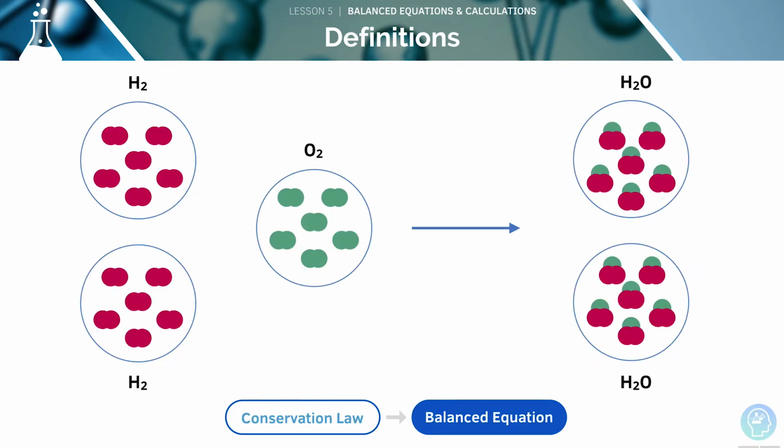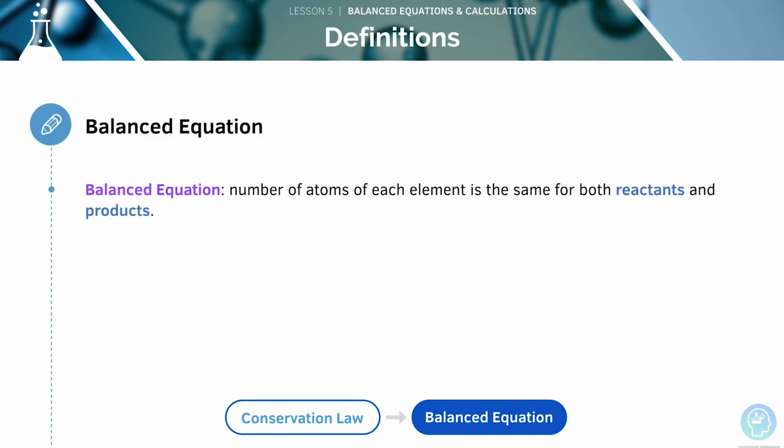Let's look at the same image again. This time, we can see that the number of hydrogen atoms is the exact same on the left-hand side of the equation and on the right-hand side of the equation. The number of oxygen atoms is also the same on the left-hand side as on the right-hand side. In a balanced equation, the number of atoms of each element will be the same for both the reactants and the products.